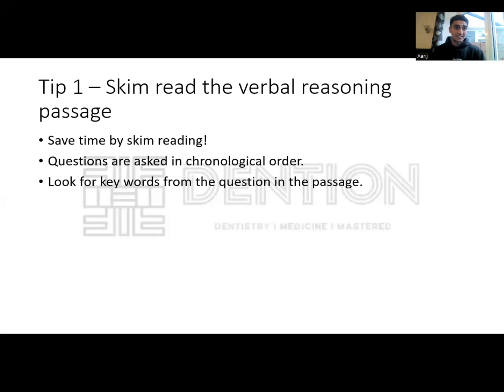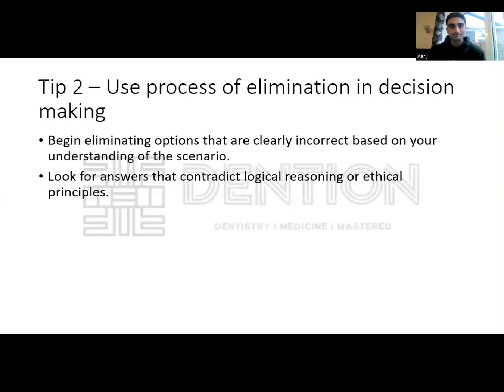And the last thing, obviously, you can see here, it says, look for keywords from the question in the passage. So what I mean by this is you almost want to try to dissect the question. The question may say, what year was X founded, or what year was Y founded, for example. So what you're looking for is the year. So in the passage, it will say a year. This is where the skim reading comes in. Try to look for the keywords in the passage, and hopefully that will save you a lot of time.